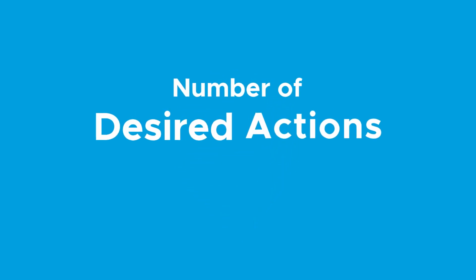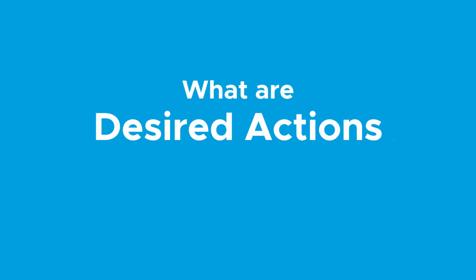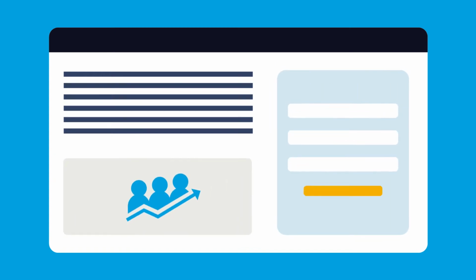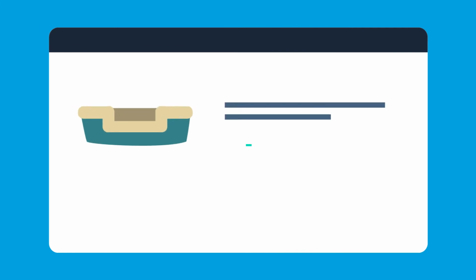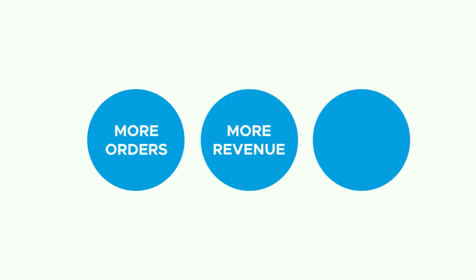CRO is defined by the number of desired actions per visit. What are desired actions? On an informational website like this one, the desired actions are leads and form submissions. For transactional websites like our example that sells dog beds, those required actions are orders. A better conversion rate means more orders, more revenue, and lower costs of customer acquisition.